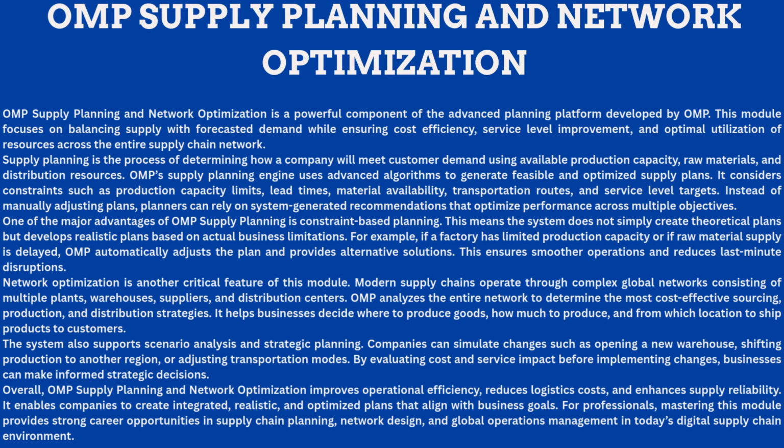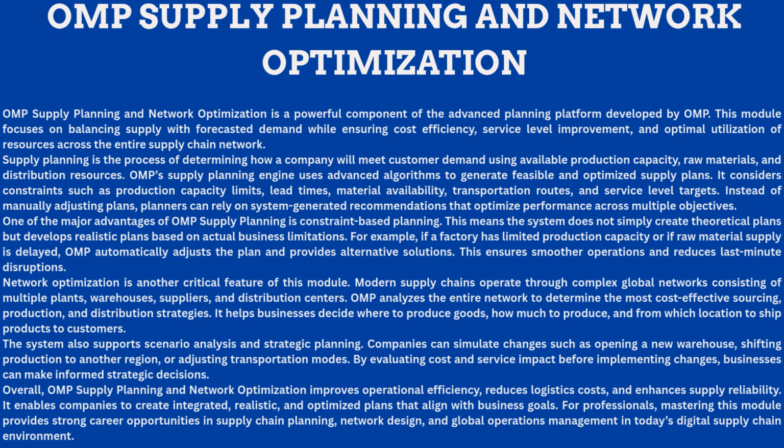One of the major advantages of OMP supply planning is constraint-based planning. This means the system does not simply create theoretical plans but develops realistic plans based on actual business limitations. For example, if a factory has limited production capacity or if raw material supply is delayed, OMP automatically adjusts the plan and provides alternative solutions. This ensures smoother operations and reduces last-minute disruptions.